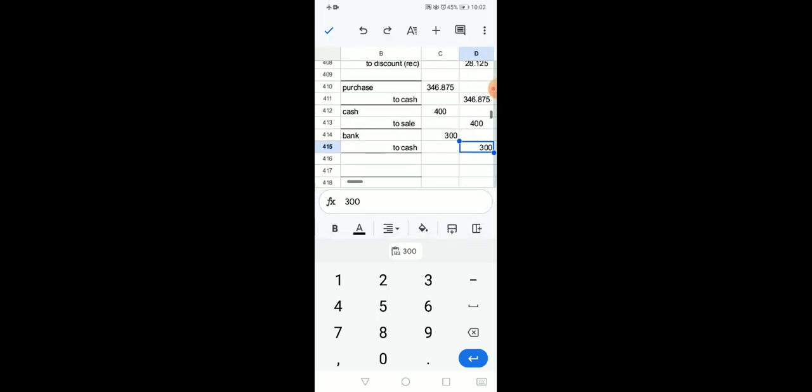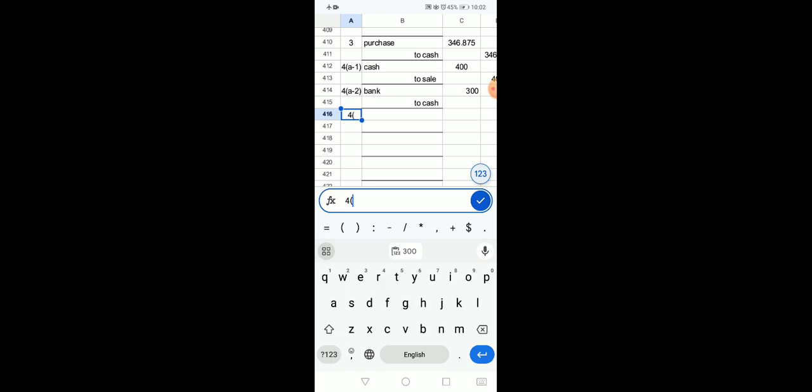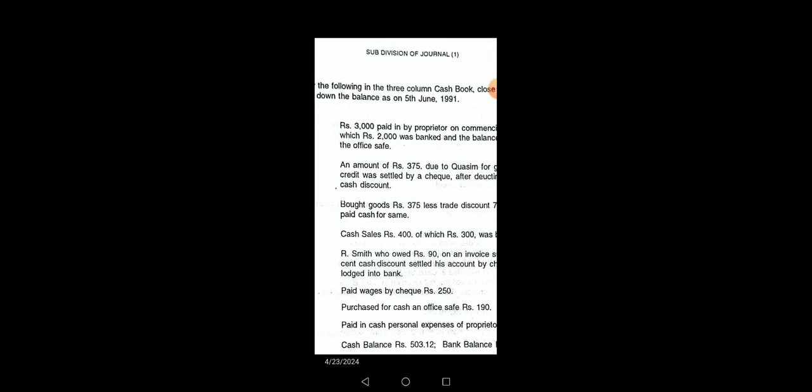So the first fourth entry is completed, which was having 2 parts. Now we will see what the second fourth entry is saying, for which you will say it's fourth B. Second fourth entry is here, and what it is saying, R Smith, who owed 90 rupees on invoice, this percent discount, settled his account by check, which was logged into the bank. Now the initial step is to understand what that means.